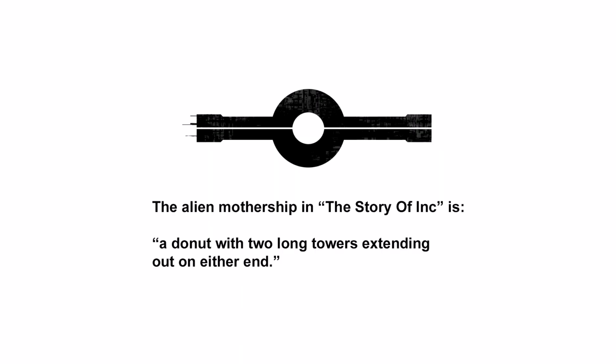And then this is the one that we ended up picking for the design. And if you want to turn this into a sentence, a good sentence would be the alien mothership in the Story of Ink is a donut with 2 long towers extending out on either side. So again, very easy to describe what it looks like with a single sentence.